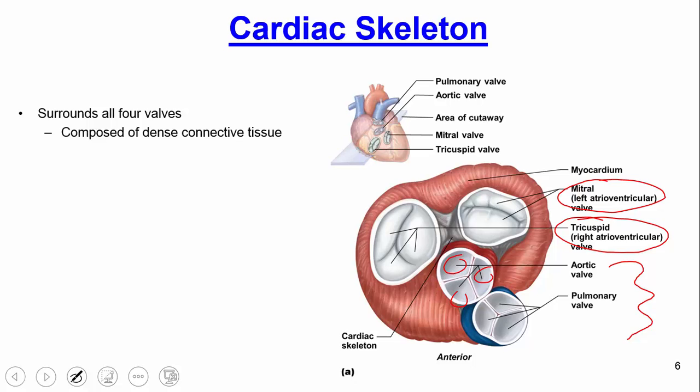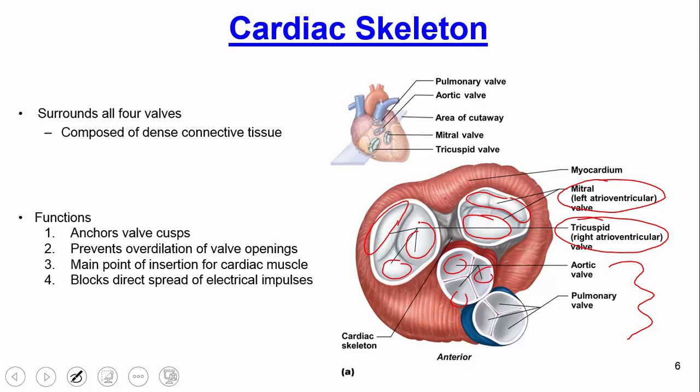If we look at the mitral valve, it's also called the bicuspid valve because there's 2 parts to it, or 2 cusps. You can see them there. And the tricuspid valve, well, you can tell, tri is 3. We have 3 parts to it right there, 3 cusps. What are the functions of this cardiac skeleton in general? Well, they anchor the valves. They prevent overdilation of the valves. They don't open too much, right?